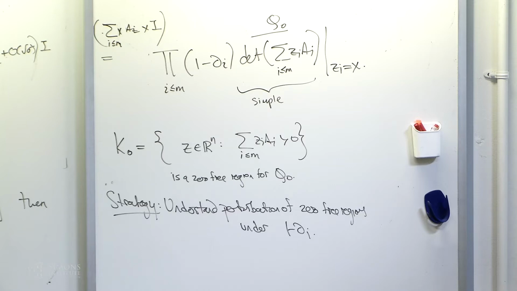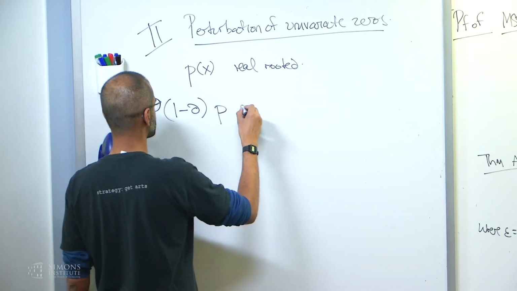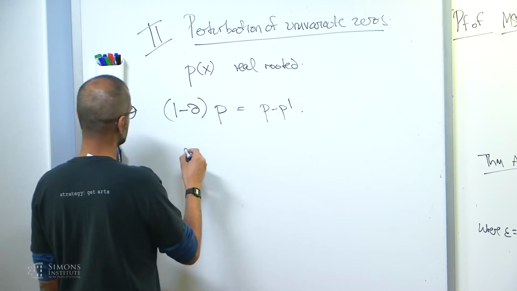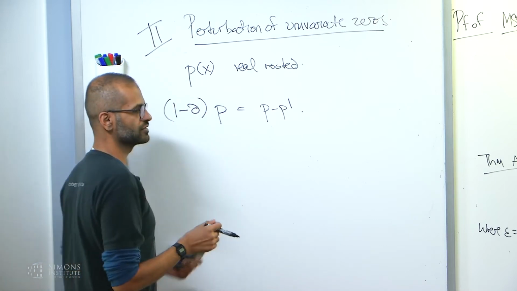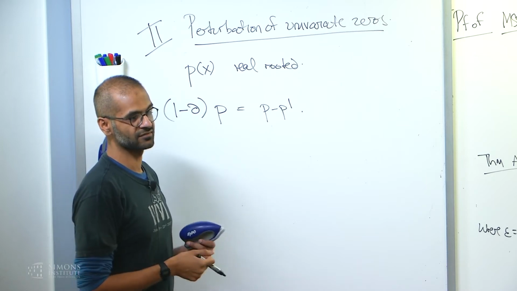So let's suppose I have a real-rooted polynomial p of x. And let's say I now subtract off its derivative. Okay, so that's the kind of thing I'm interested in doing. So I'm going to use this partial notation because it's going to be sort of pedagogically nice later. So 1 minus partial p is actually just p minus p prime. And in general, if you look at the largest root and you subtract the derivative, it can move around a lot.